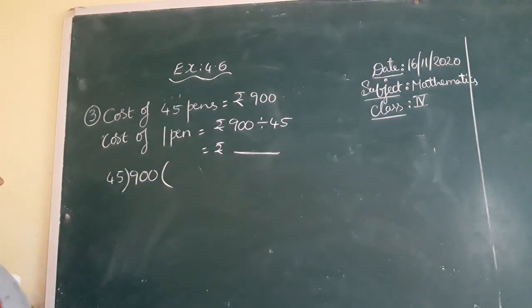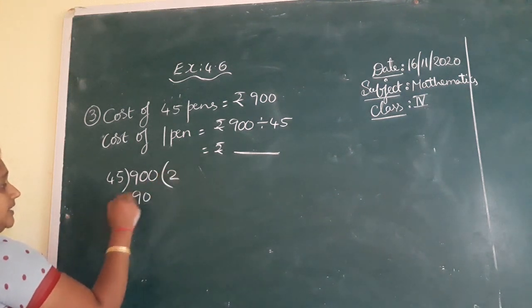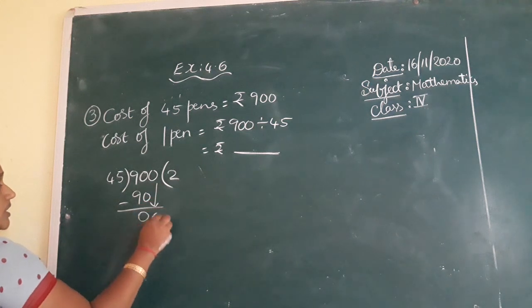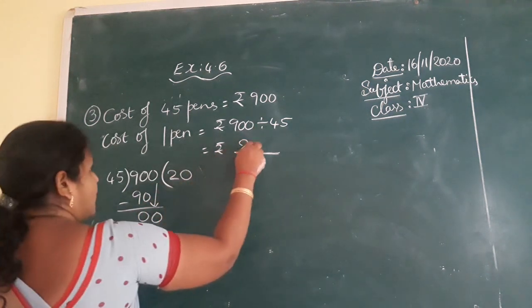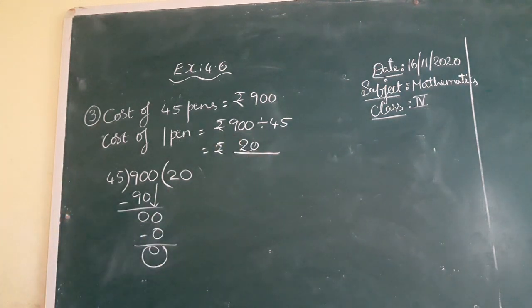45 ones are 45, 45 twos are 90. So 2 times 90, remainder 0, drop down 0. 45 zeros, 0. So the answer is 20 rupees. Each pen costs 20 rupees.